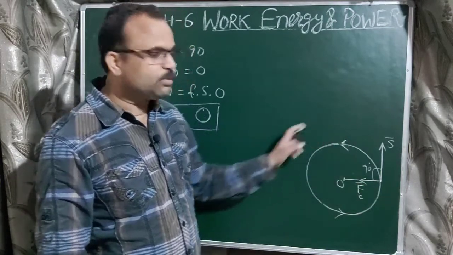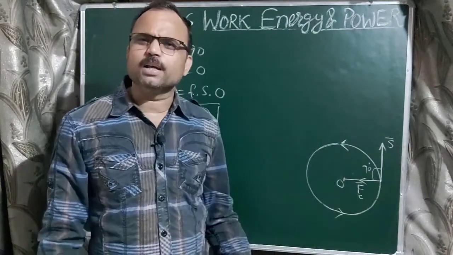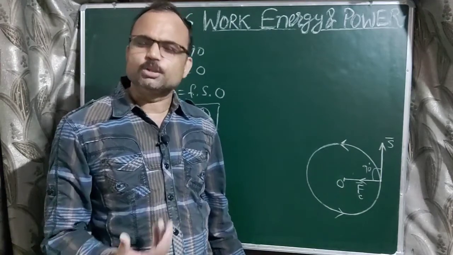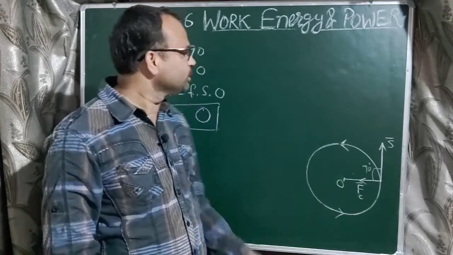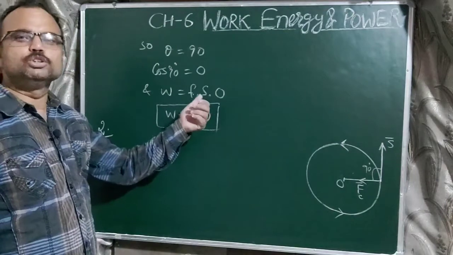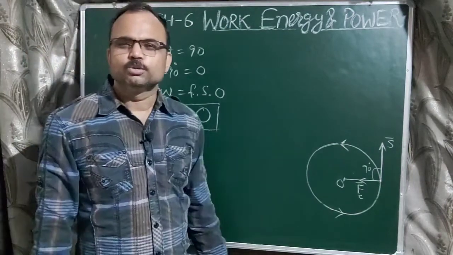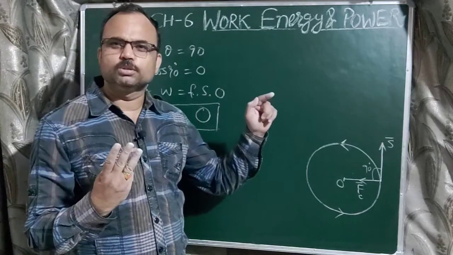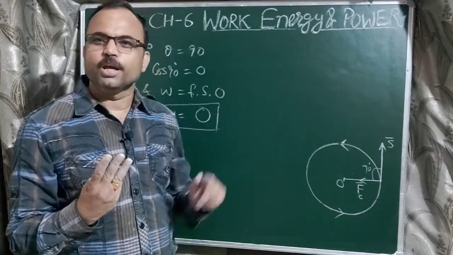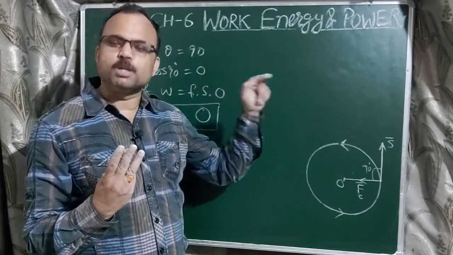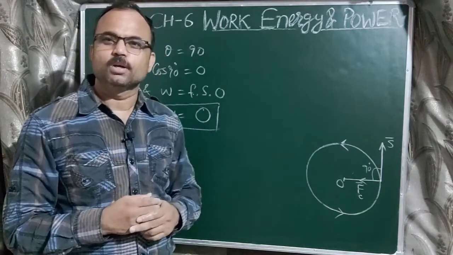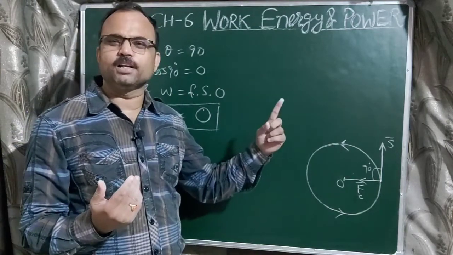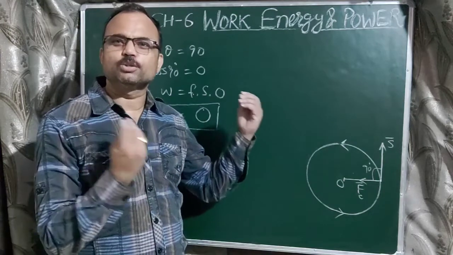If the body completes a full rotation, then we can also say that displacement is 0. When displacement is 0, the work done is also equal to 0. So there are three main conditions. If F equals 0, then work done is 0. If S equals 0, meaning displacement is 0, then work done is 0. If theta equals 90, then work done is also equal to 0.